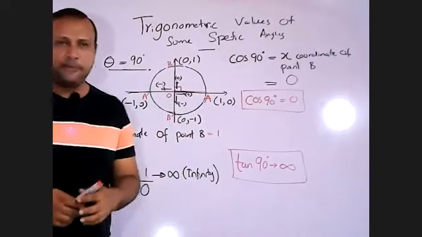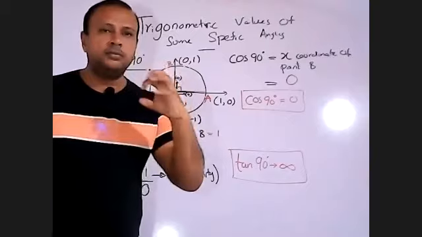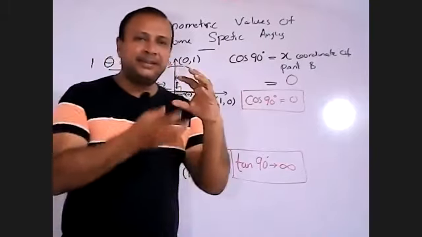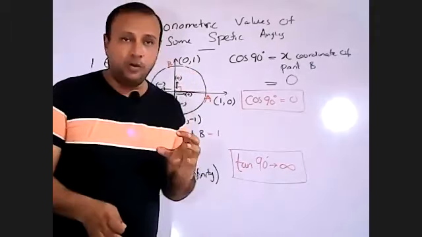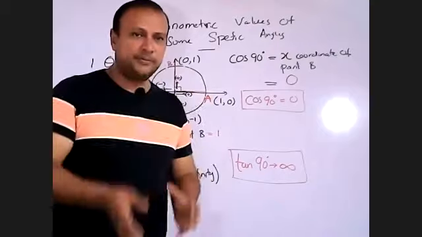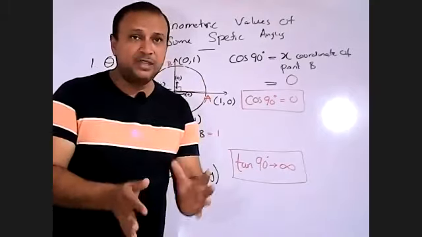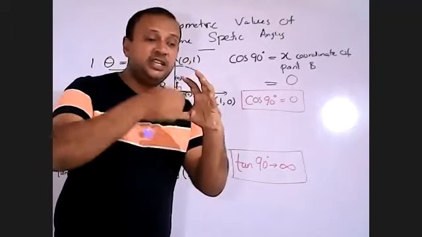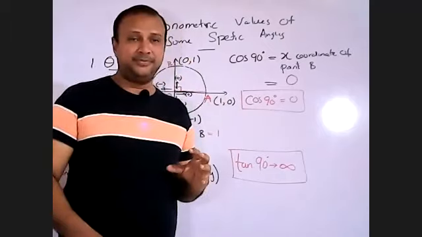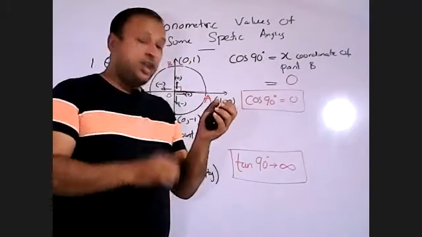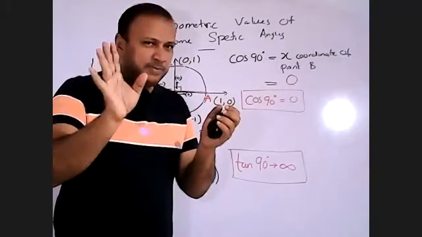Suppose you have an apple. You are asked to divide this apple into zero values. Suppose this is the apple. If I divide it into 0, 0 means a very small thing.